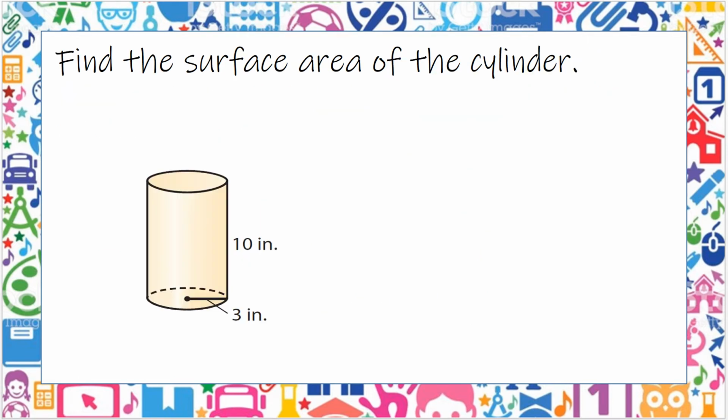Now we're going to find the surface area of the cylinder. So for the surface area of the cylinder, you've got 2 bases that are circles. So we're going to find the area of those circles. The area of a circle, we've got 2 of these, so I'm going to put a big 2 in there, is pi r squared. We're going to use 3.14 for pi.